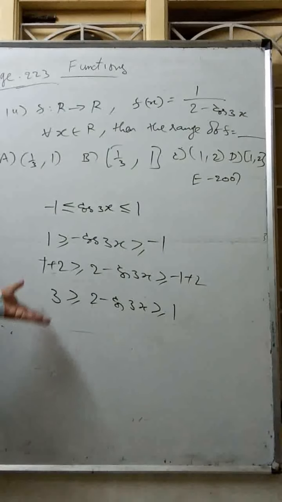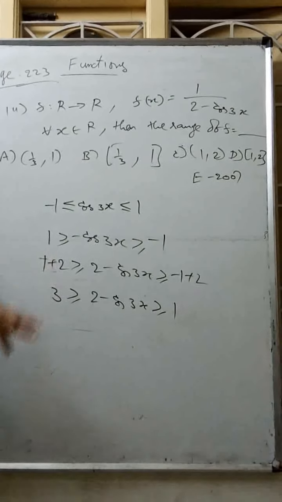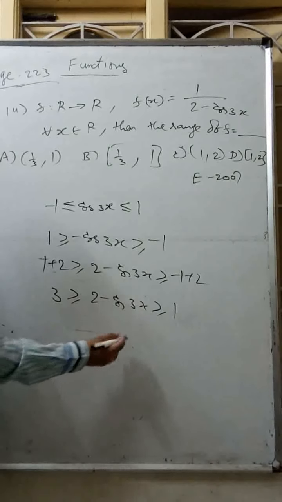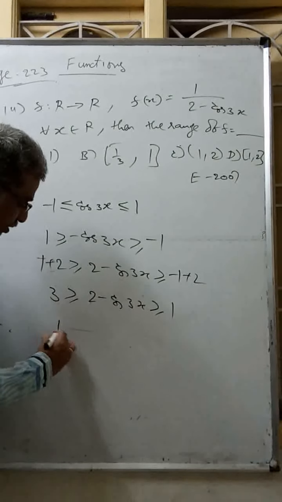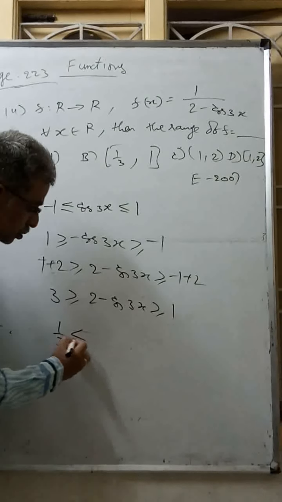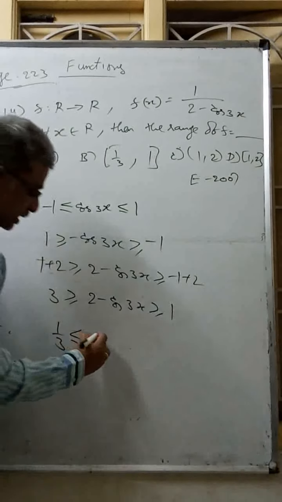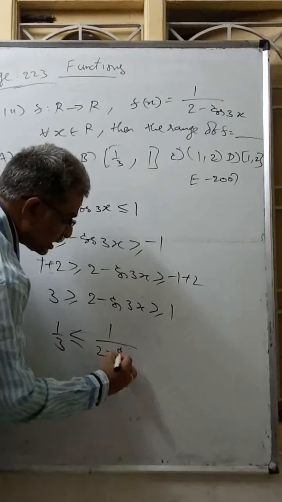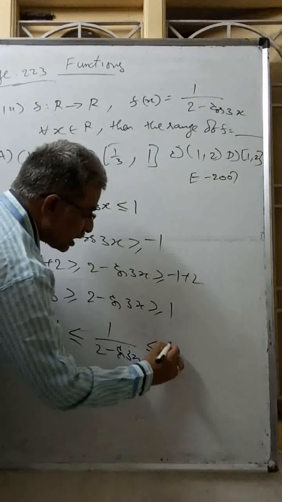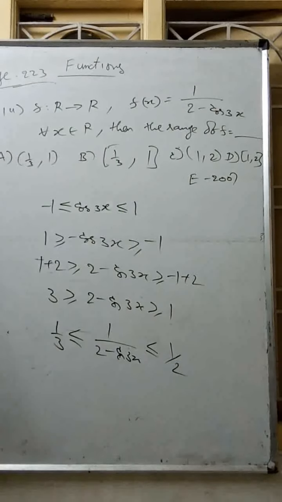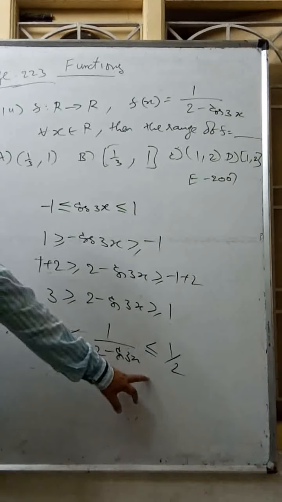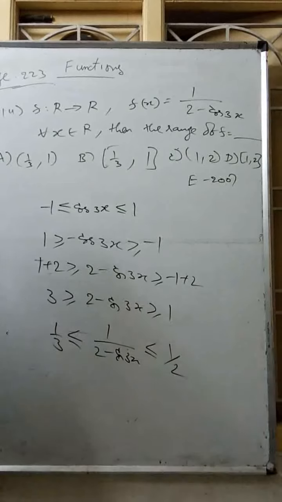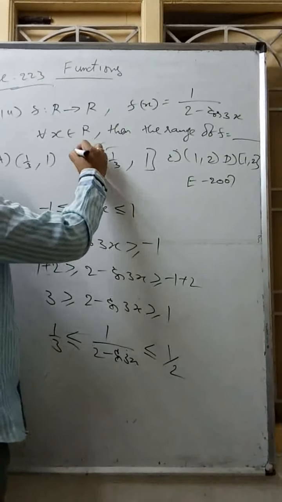When I write the reciprocal, the inequality again will change. So if I write this, it will lie between 1 by 3 to 1 by 2. Greater becomes again less than: 1 by 2 minus cos 3x is less than or equal to 1 by 2. So the range is 1 by 3 to 1 by 2, with equal to included, meaning including 1 by 3 and 1 by 2. So our option is B.